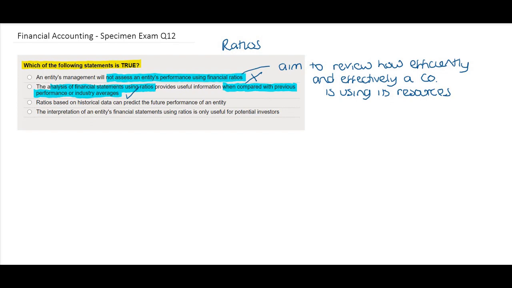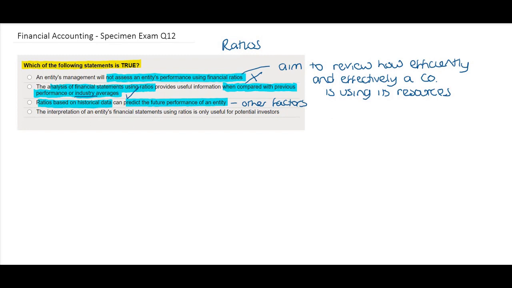The next statement says that ratios based on historical data can predict the future performance of an entity. This cannot be done on its own. We can't just rely on historical data. There will be other factors, for example, what's going on in the industry as mentioned in the previous statement, and what's going on currently for the organisation.